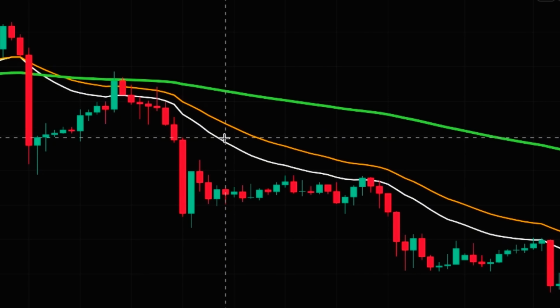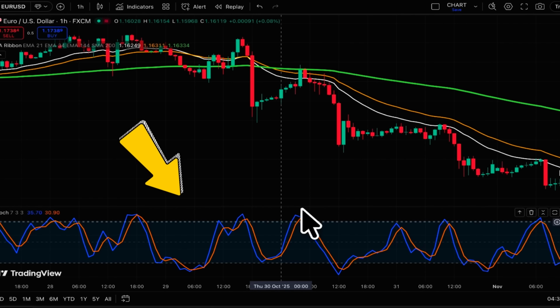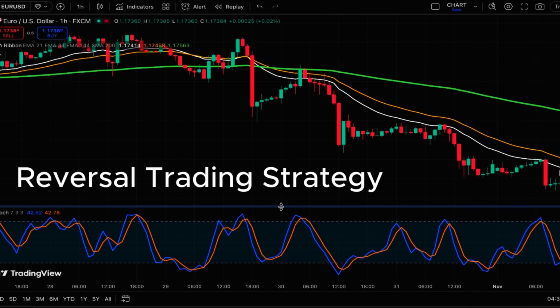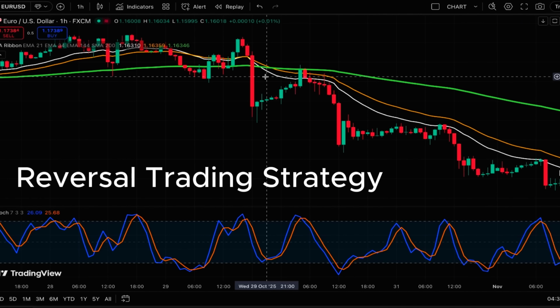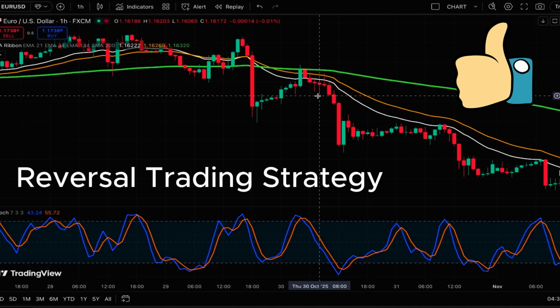We're gonna use these exponential moving averages for evaluating trends and momentum, and then we use the stochastic oscillator to identify pullbacks and the end of the pullbacks which are happening inside the identified trends. This is a reversal trading strategy, which means that we are trying to identify when a new trend is starting, and then we're gonna find a low risk trading opportunity to enter a trade.